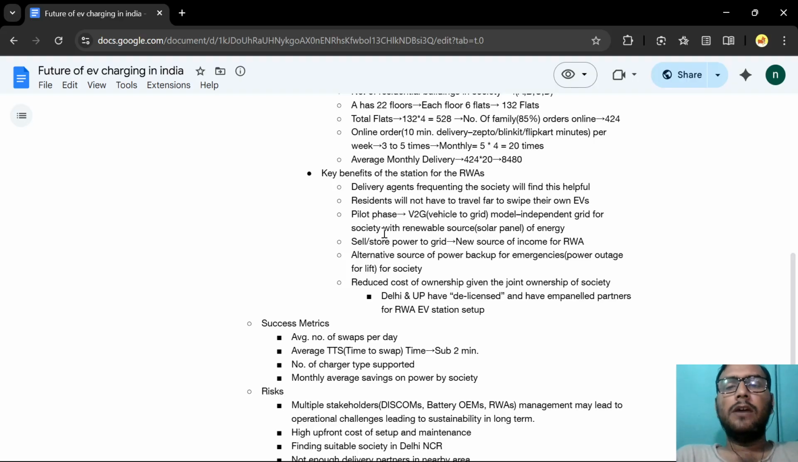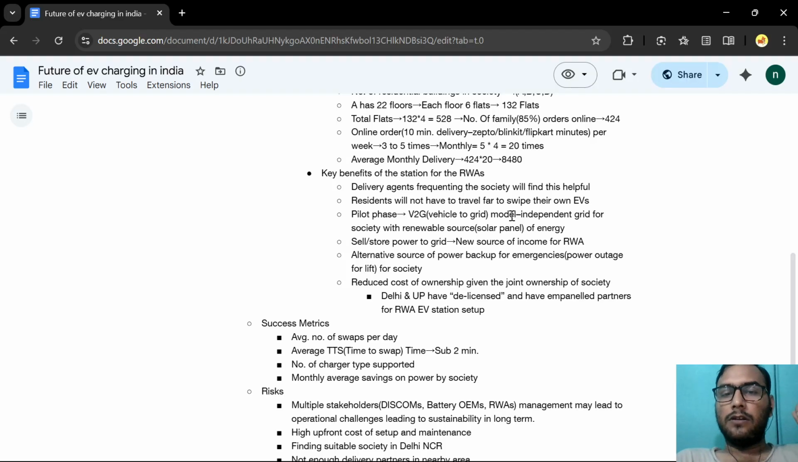I've written multiple benefits, but the two key benefits I think are these. First, the swapping station will be a source of power which will charge the battery. So the power that we get becomes backup power, emergency power for our society whenever there is a power outage. Currently in our society, Bhutan Villa society, we have a diesel generator that acts as a power backup. But once this swapping station is installed, the electric batteries would become the power source for our emergency situations. This is the first advantage.